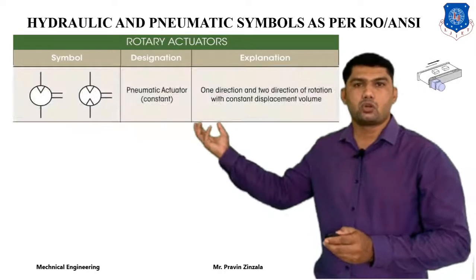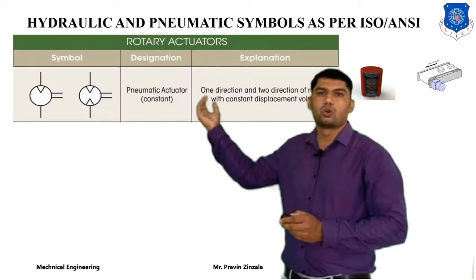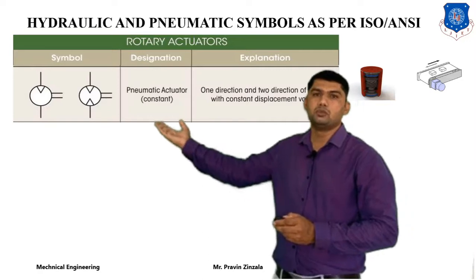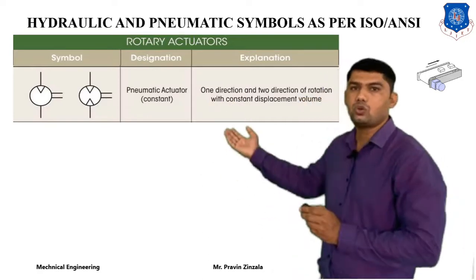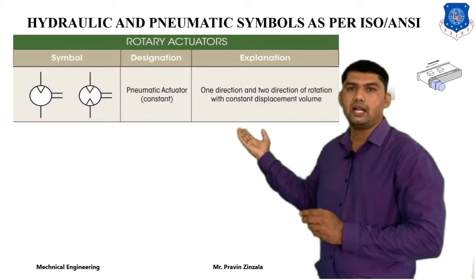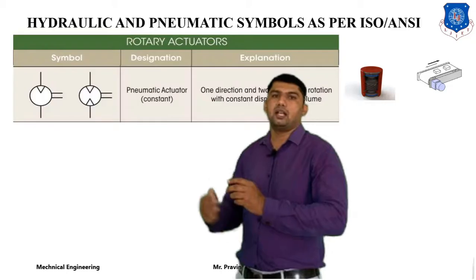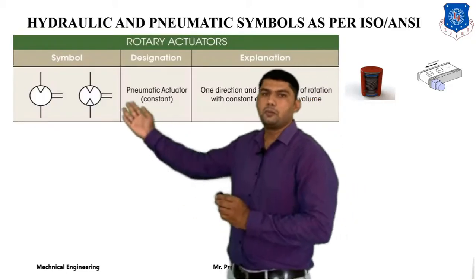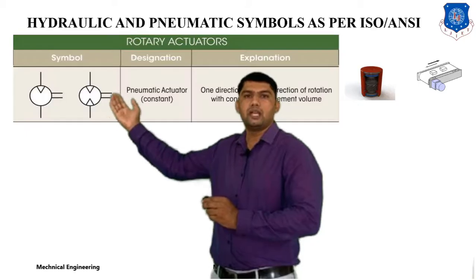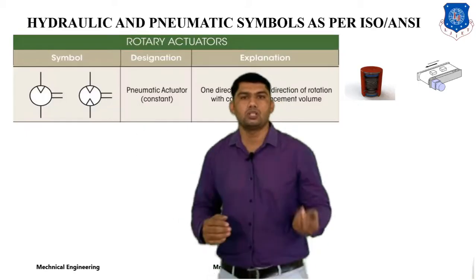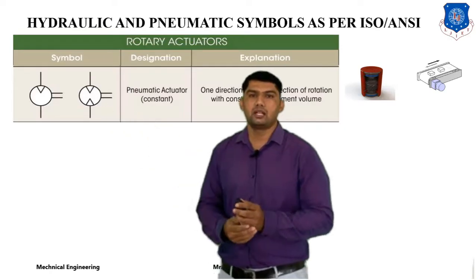The rotary actuator converts hydraulic energy into rotary motion. The first symbol is the rotary pneumatic actuator, a constant displacement type actuator. The difference between hydraulic and pneumatic actuator symbols is only the triangle. If you draw a simple triangle, it is the pneumatic symbol. If you draw a dark triangle, it is the symbol of a hydraulic actuator.